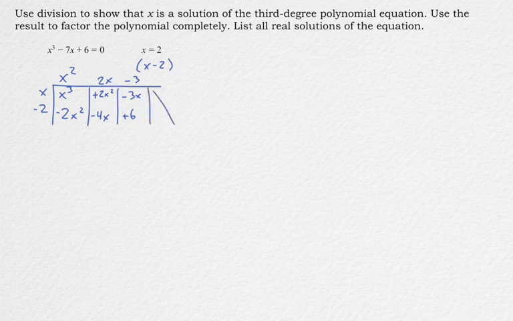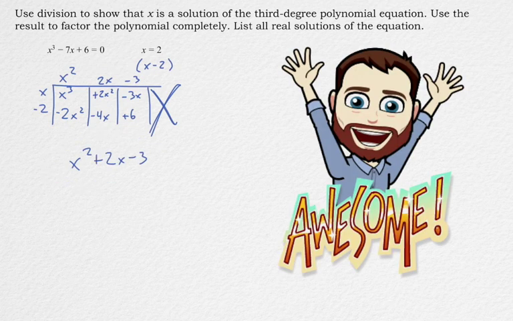If this didn't work out, then I'd have a remainder, and that means that this wouldn't be a factor. But it says that x equals 2 is a solution, so that means this is a factor, so that's good. We don't want to have a remainder. Also, we're left with this quadratic, x squared plus 2x minus 3. And that's awesome because I know how to solve quadratics.